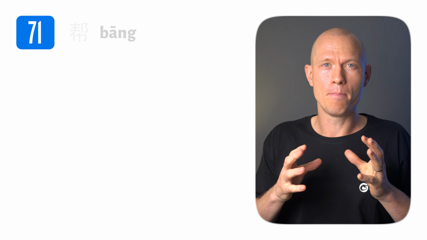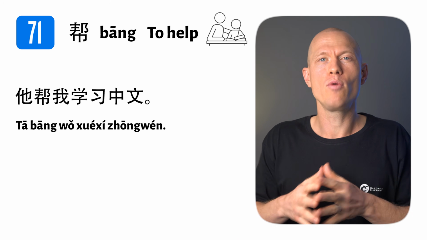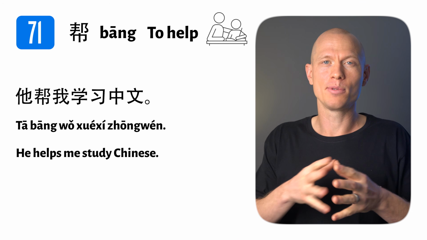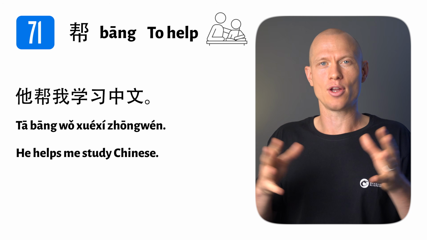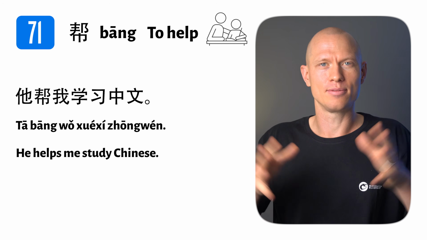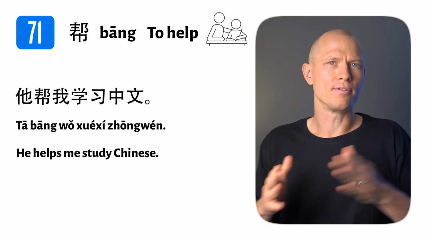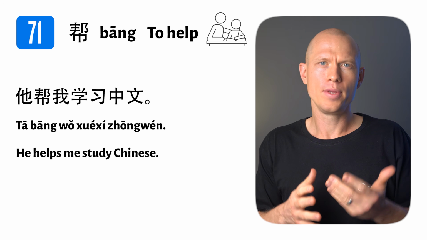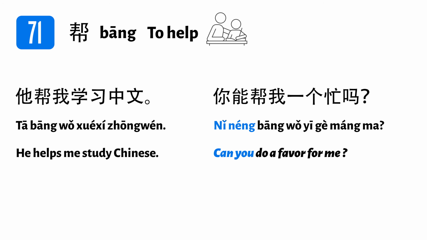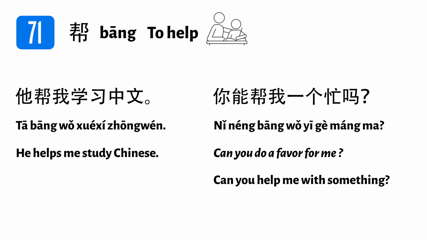Next up is 帮, to help. 他帮我学习中文. He helps me study Chinese, as I hope you would use to refer to me with these videos that I'm making for you, that I hope are very useful. Really common phrase that you'll use asking for help. 你能, can you 帮我一个忙吗? Can you do a favor for me? Can you help me with something?